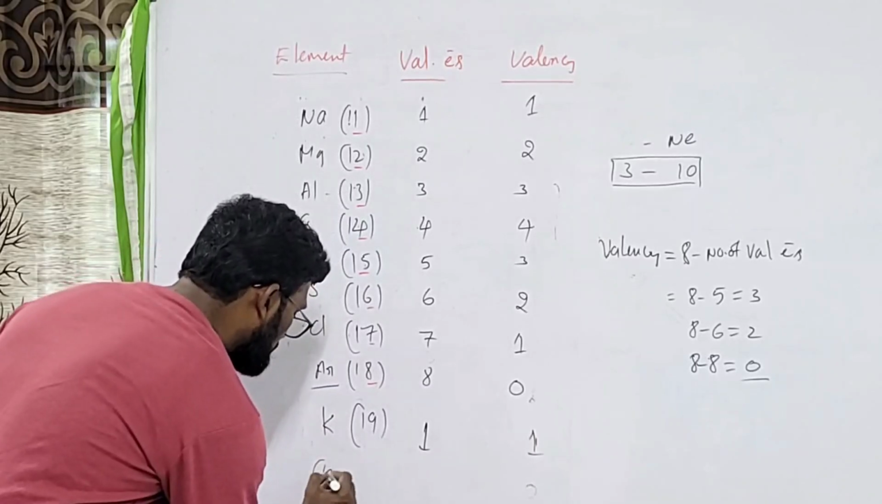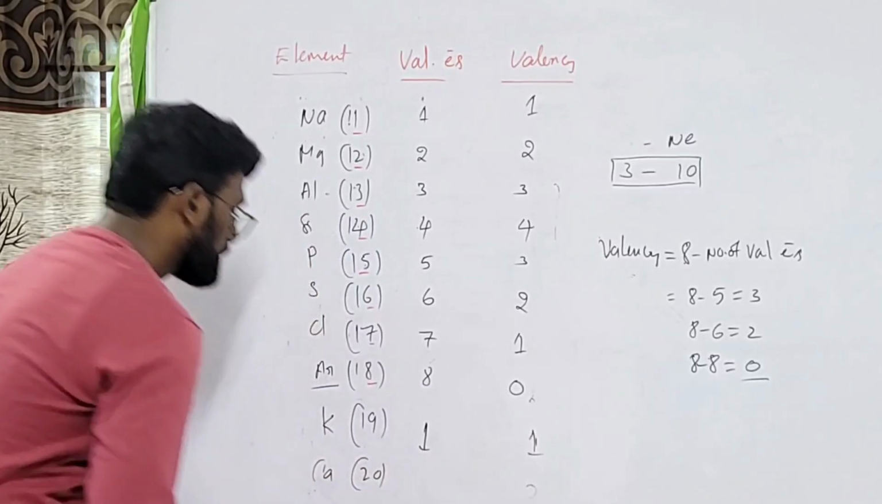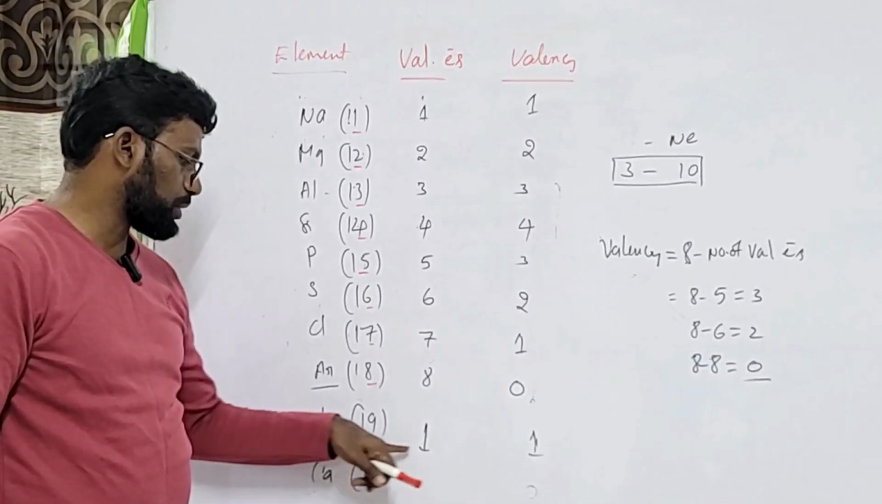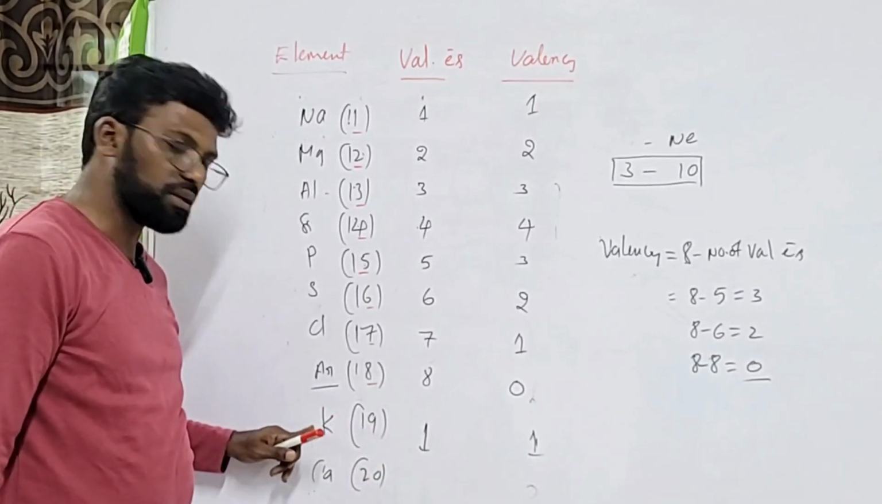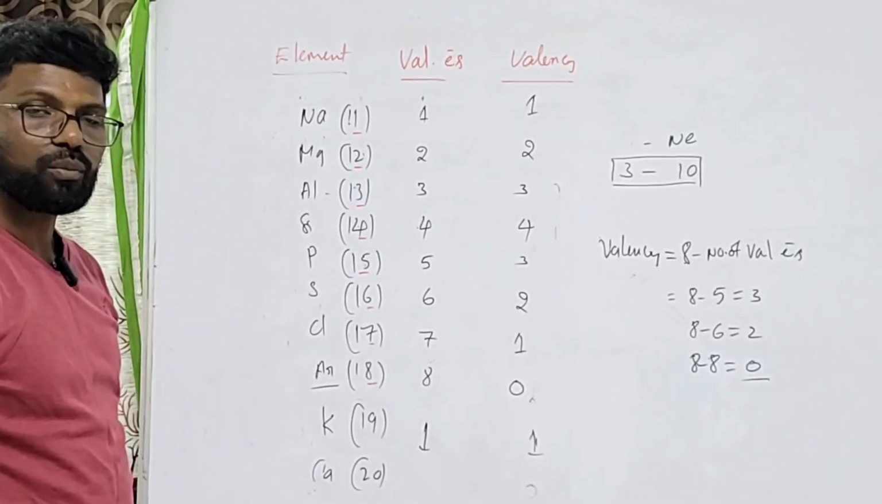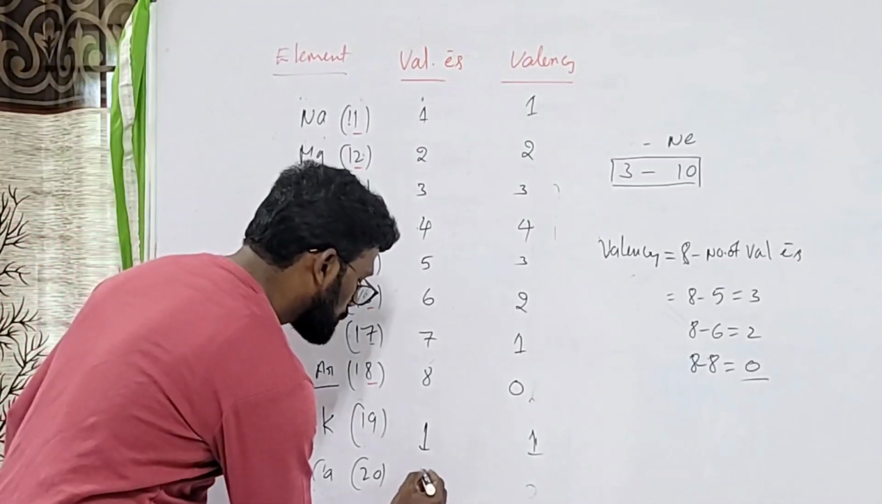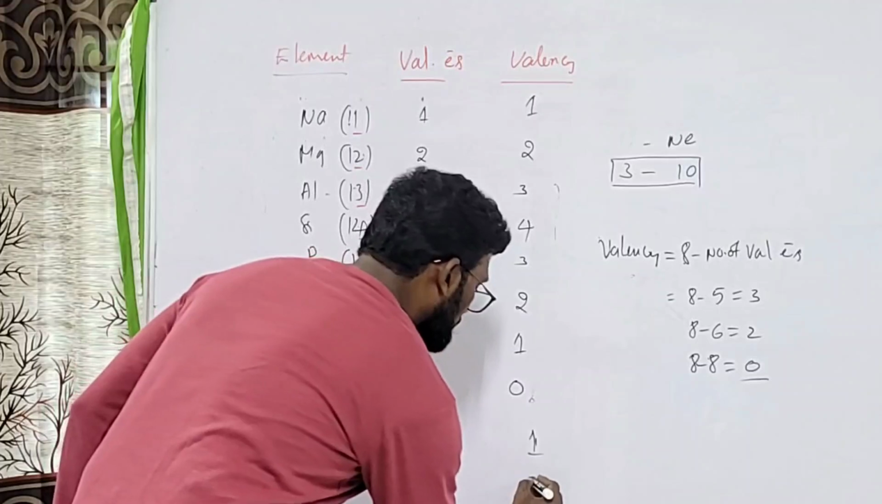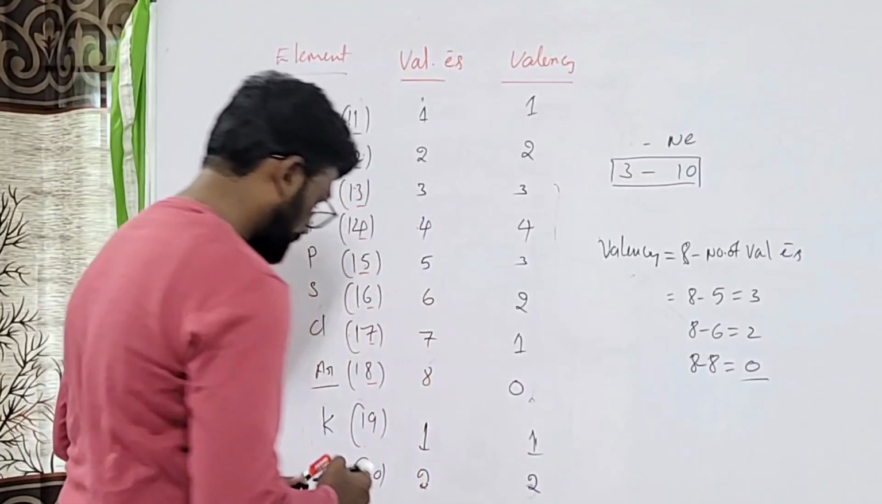And similarly calcium, atomic number 20. If 19 has 1 valence electron because it is an alkali metal, the next one, calcium, is an alkaline earth metal, so its number of valence electrons will be 2 and its valency also 2.